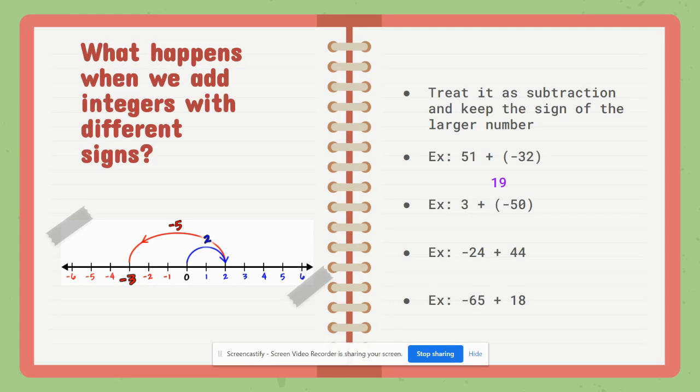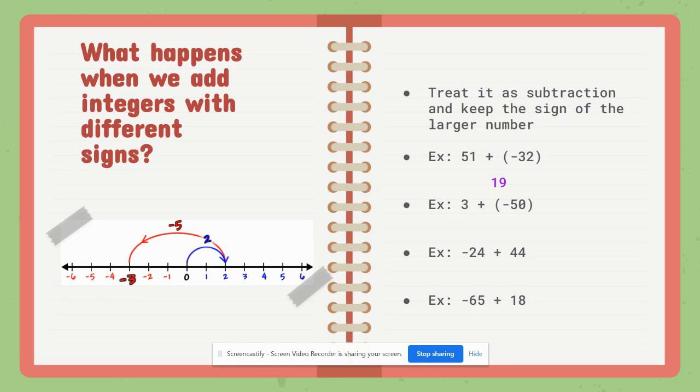In the next example, we have 3 plus negative 50. Well, we know 50 is bigger than 3 and 50 is negative, so our answer is going to be negative. Now, this can be confusing for some people. You can actually reorder this to make it easier for you. I like thinking of this as 50 minus 3. I just rearranged it. All right.